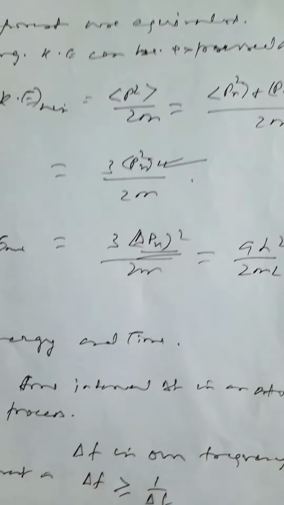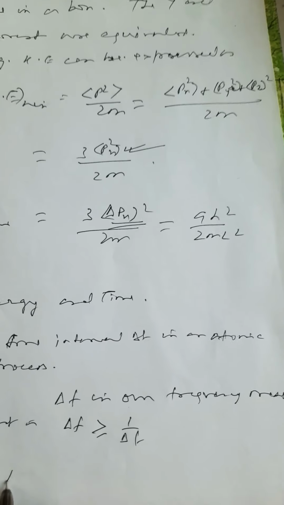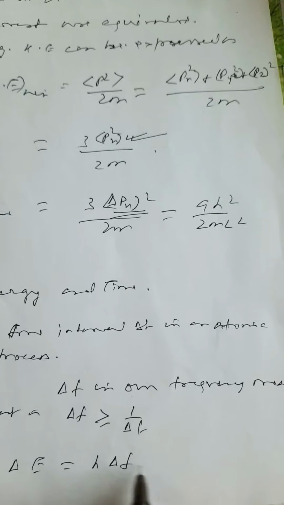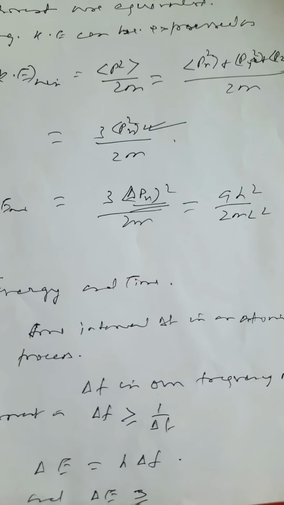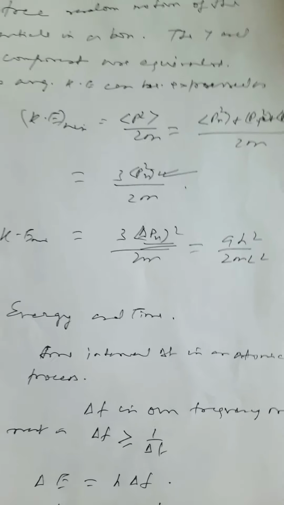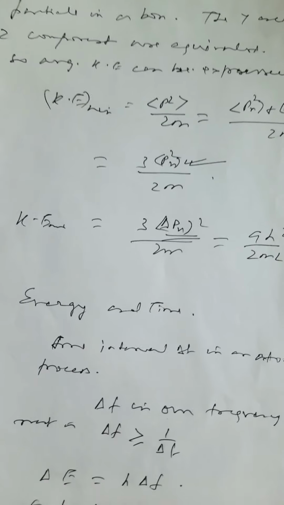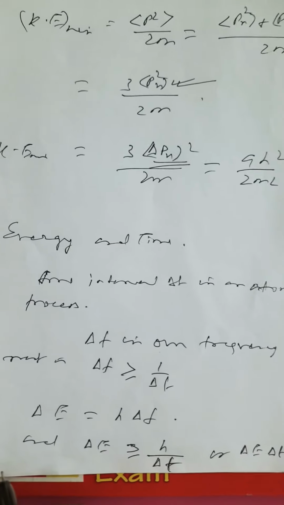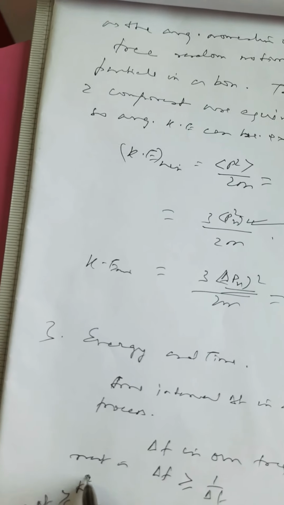Now the corresponding energy uncertainty is given by delta E equal to h delta f, and so delta E is greater than or equal to h by delta t, or delta E delta t greater than or equal to h. So a more precise calculation based on the wave groups changes this result, and we will get delta E delta t greater than or equal to h cross by 2.